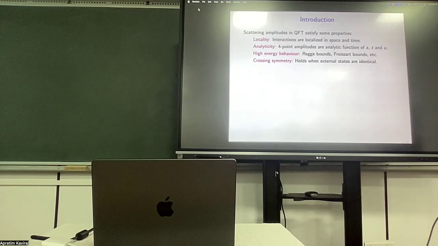And first, I recall some basic properties of scattering amplitudes in quantum field theory, such as locality. This is a statement that interactions are localized or confined in a region in space and time, and beyond these interacting regions, states can be thought of as free states or scattering states. And scattering amplitudes are analytic functions, except at the points of singularities. And the singularities can be of different kinds; if we do a perturbative expansion, there can be simple poles, branch cuts, and so on.